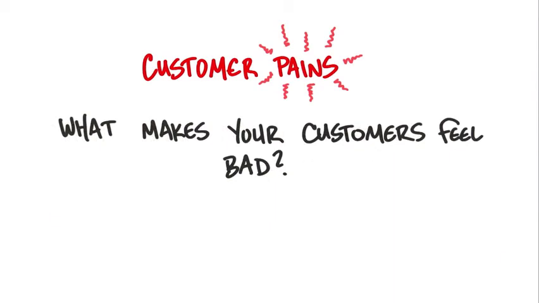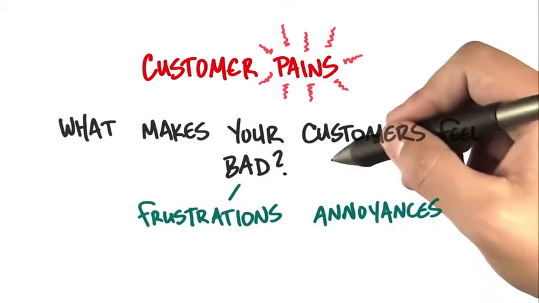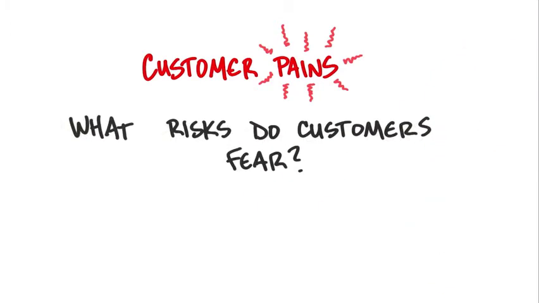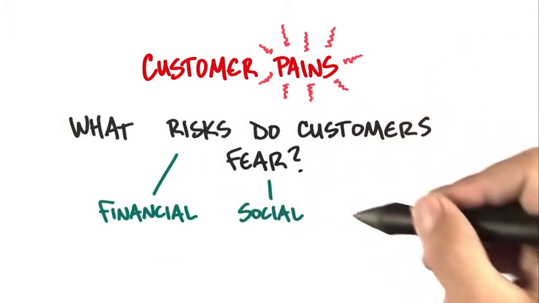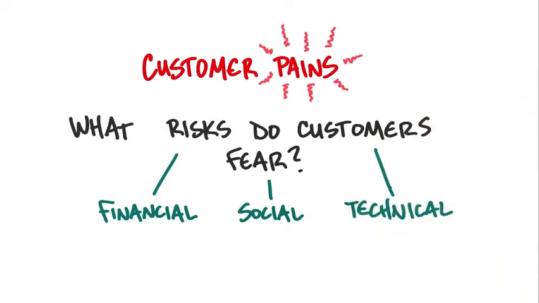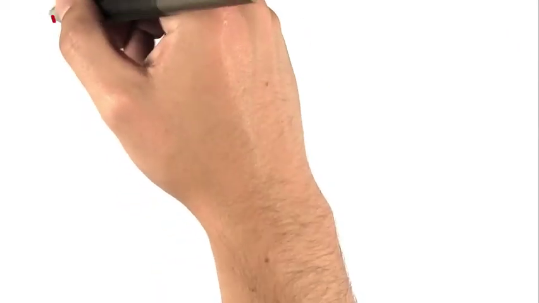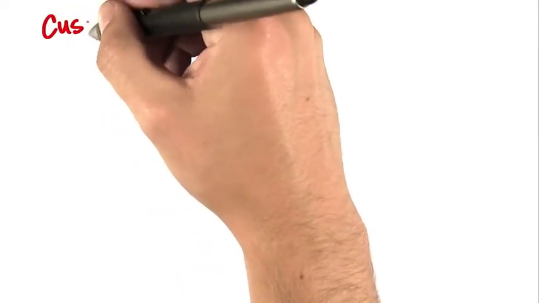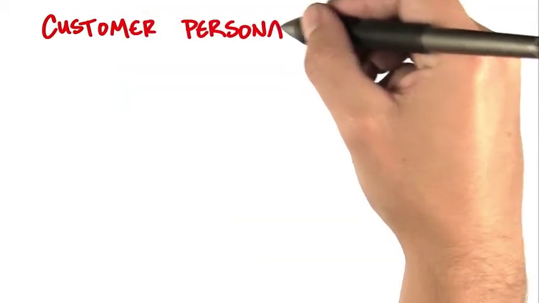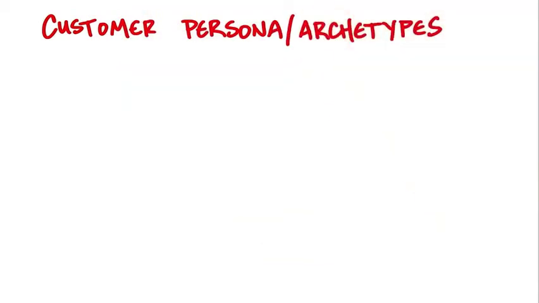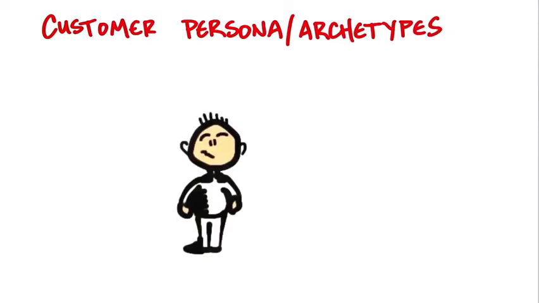And what makes your customers feel bad? Frustrations, annoyances, etc. And what do they fear? Financial or social risks, what could go wrong, etc. You need to understand all of this. And the goal of all this is to actually define the customer persona or archetype, which is just a fancy way for saying, I want you to know everything about those customers.